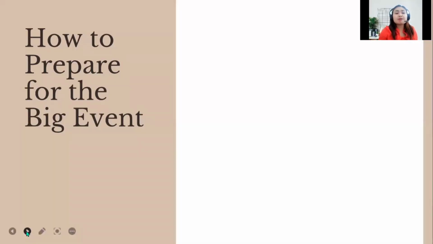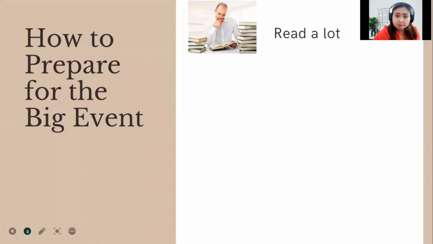Okay, now talking about that, we have again a question: how do we prepare for the big event? First off, like I mentioned earlier, you need to read a lot. If you're going to deliver an informative speech, you have to make sure that you have done research about it. You can incorporate statistics. If you want to inform some people, you can incorporate research-based information. That way, you are providing your audience or your listeners with accurate information.